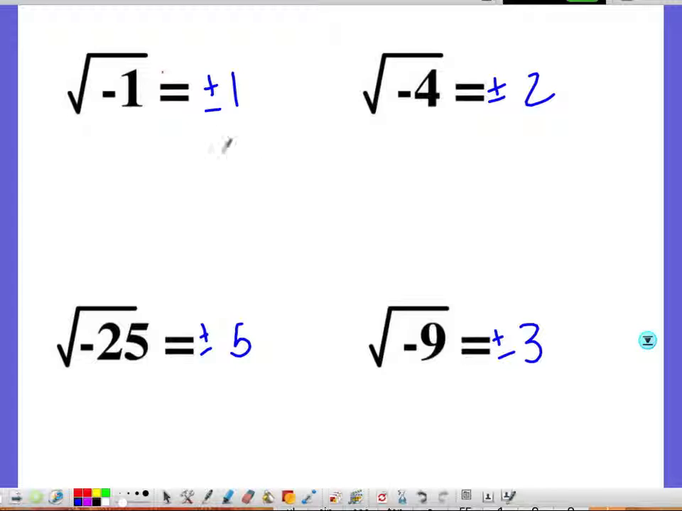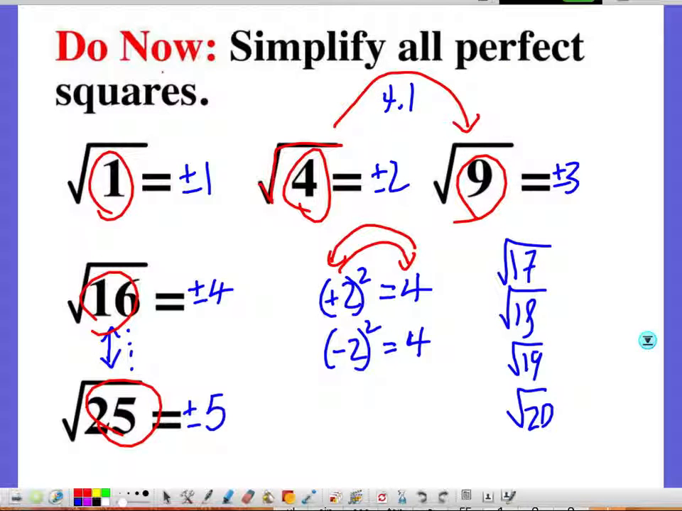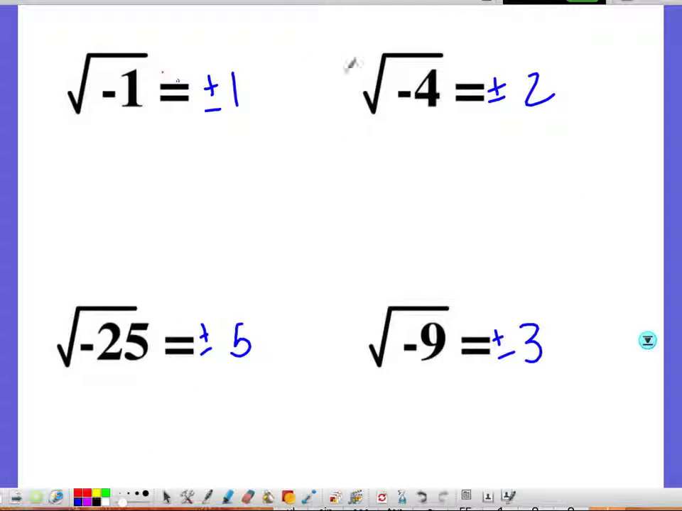But what do we have different here compared to this right here? Well, each of these has a negative. So we're very close to the answer, but these are not the correct answers. And we have to introduce a new symbol.